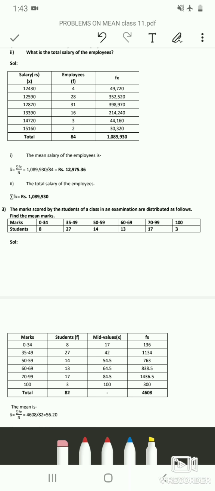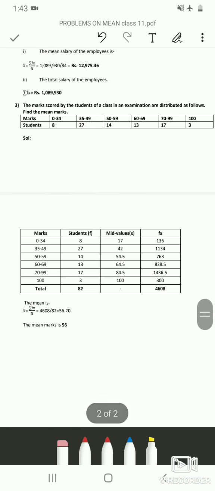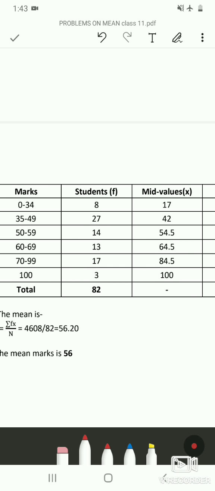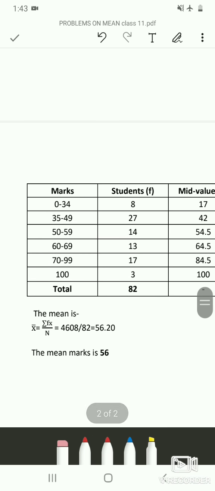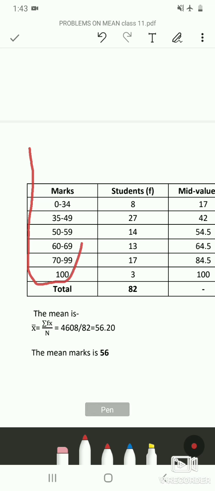So this is a continuous case. So we know that in continuous case the formula remains the same, that is x bar is equal to summation fx upon n. The only difference here is you have to calculate the mid value for these given class intervals. So let's see step by step.